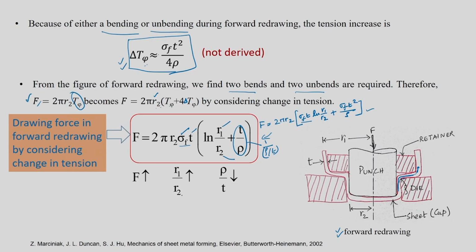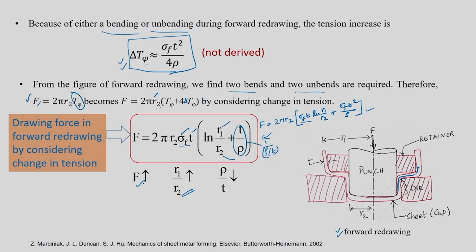So, now this R1 by R2, if it increases, that is why I gave an example, it is 100 by 50 or 100 by 30. If R1 by R2 increases, that means the reduction is going to be larger, which means there are a lot of chances that your force is going to increase. That is what is given by this equation. At the same time, rho by T is in the denominator, so if rho by T decreases, there are chances that F is going to increase. Anyway, finally, this is the drawing force in forward redrawing by considering the change in tension.